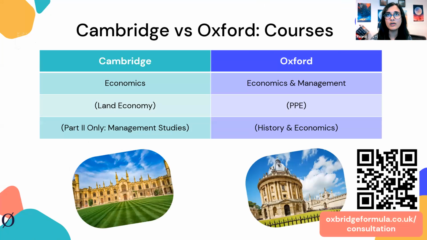So firstly, Oxford versus Cambridge. At Cambridge, how can you study economics? Economics can be studied just by itself as the economics course, or it can be studied in the land economy course, or you could, so Chris, tell us a bit more about this. So the management studies part, or Rohan maybe, do you know how that works? Yeah, sure.